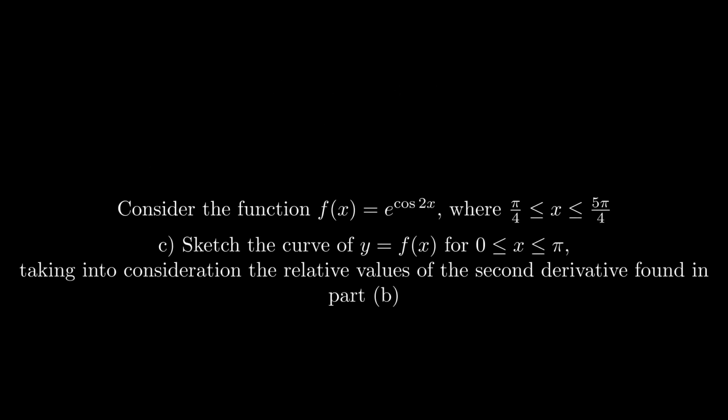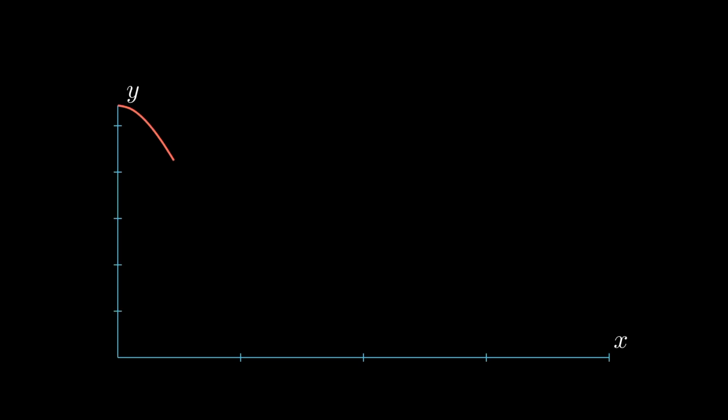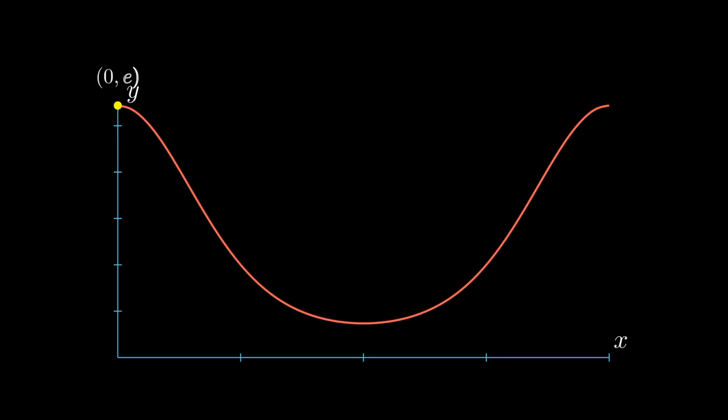For part C, we need to sketch the graph using the information we've solved from part A and from part B. Now we know from part A that the graph is going to have a 0 gradient at the coordinates that we solved, so (0, e), (pi over 2, 1 over e), and (pi, e). Additionally, from part B, we know that when x is equal to 0 or pi, these are going to be maximum points. And when x is equal to pi over 2, this is going to be a minimum point. And so we simply need to draw the curve hitting those points and then label those points with the values that we know.